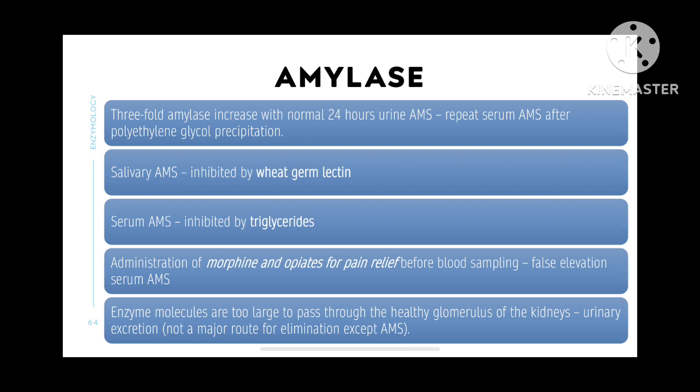The administration of morphine and other opiates for pain relief before blood sampling will lead to falsely elevated serum amylase levels. The drugs presumably cause constriction of the sphincter of Oddi and of the pancreatic ducts, with consequent elevation of intraductal pressure causing regurgitation of amylase into the serum.